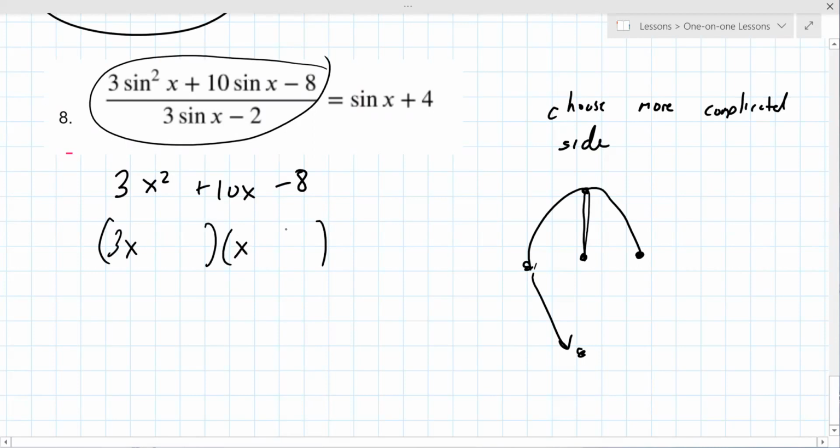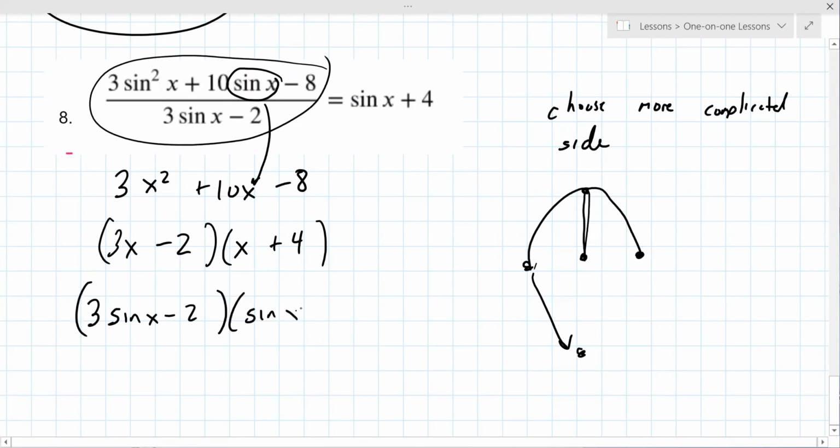And that's in fact what you do here. You end up getting this on the top, but it's not x though, right? What is x? X is really sine x. But you can view this thing up here in the numerator as 3x squared plus 10x minus 8 to factor, but really it's 3 sine x minus 2 times sine x plus 4. You have to make that visual adjustment, if you will.